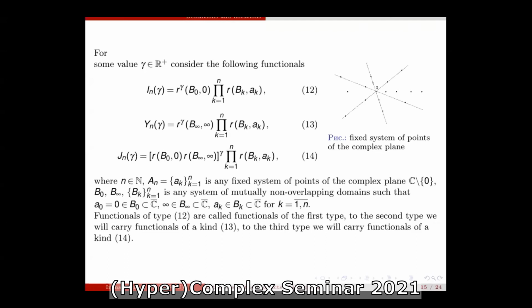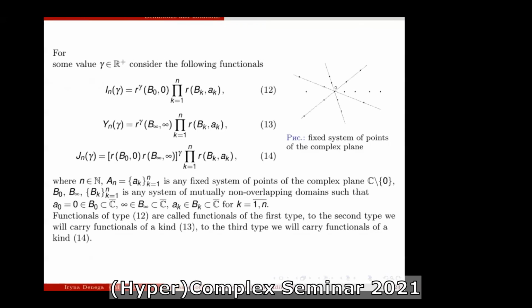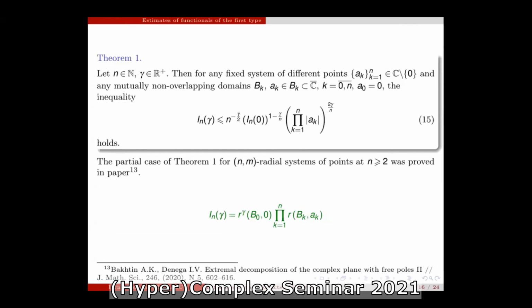Functionals of type 12 are called functionals of the first type. To the second type, we will assign functionals of the kind 13. To the third type, we will assign functionals of the kind 14. And for the functional I_n of gamma, we proved dynamic inequality 15. In this inequality, the functional is determined by the initial value of this functional. So we prove theorem 1.